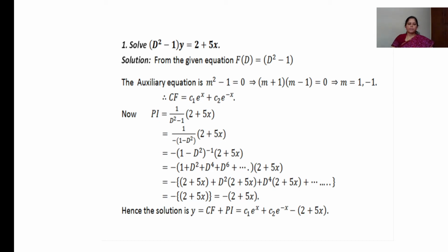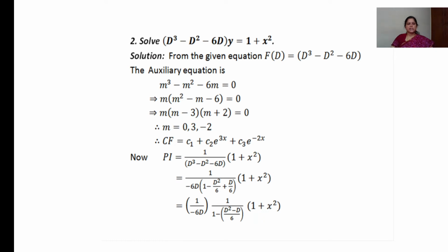Now we are going to combine the particular integral and the complementary function for the general solution. Therefore the general solution is y is equal to c1 e to the power x plus c2 e to the power minus x minus of (2 plus 5x). So this is our required solution for the given equation.